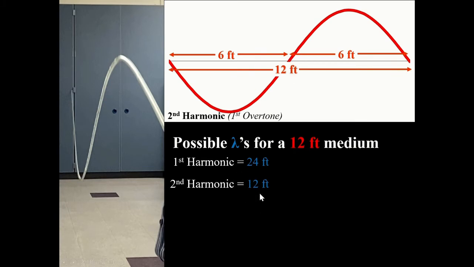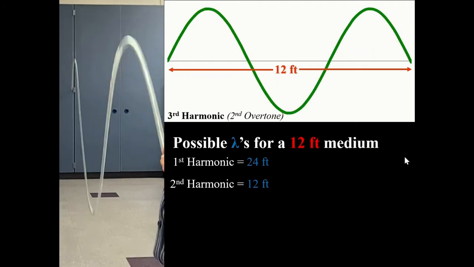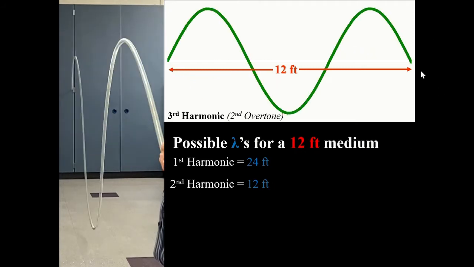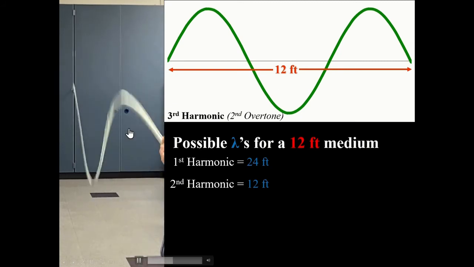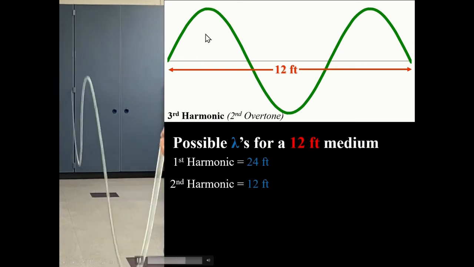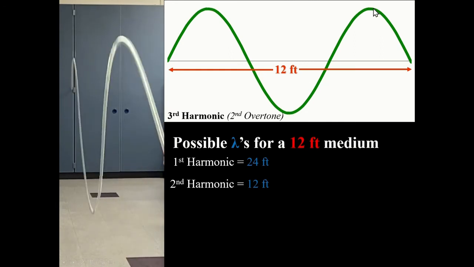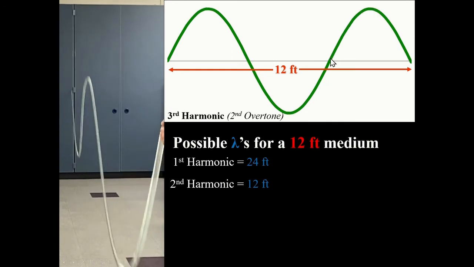Okay, now why did I go to that trouble of counting half wavelengths? Well, let's look at the next largest one that fits, and that will answer our question. This one's bobbing up and down. It has an antinode here, there, and there. It has three antinodes. But this is half a wavelength, that's half a wavelength, and that's half a wavelength. The next largest one that fits is called the third harmonic, or the second overtone. I forgot to say that the second harmonic was the first overtone.